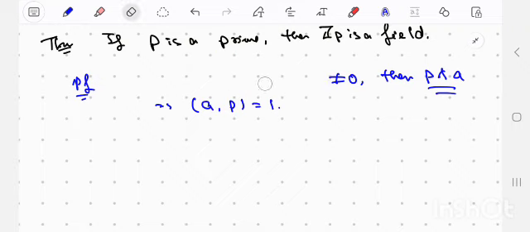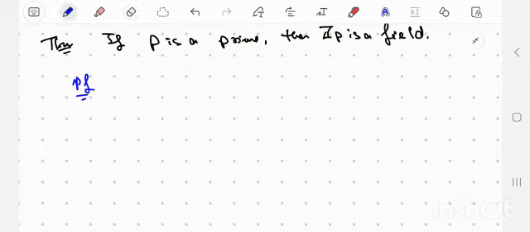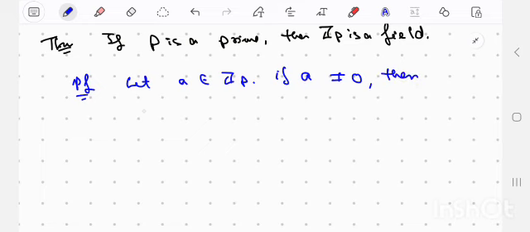Or rather, let me write it in a slightly different way. Let us abide by the notation which we use. Let a be in Z_p. Now if the class of a is non-zero, then a is not divisible by p. Let it be that way. Then the GCD of a and p is 1, as I said.